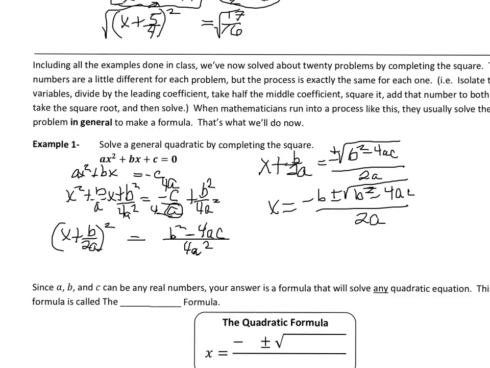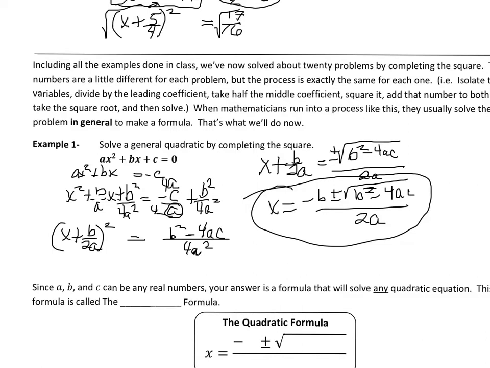I have no idea what's going on, Mr. Price. What do you mean you have no idea what's going on? Kind of lost me at the part where you get the common denominator. I know, that's fine. It doesn't matter. This is what you need to know. That's the quadratic formula. Did we learn that? Yeah, we did.